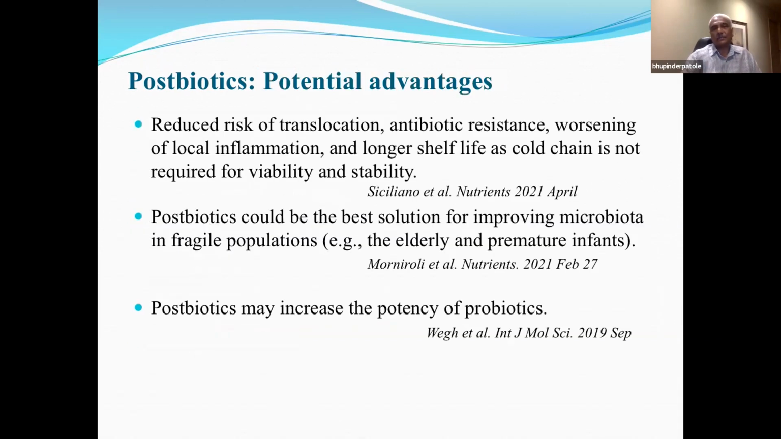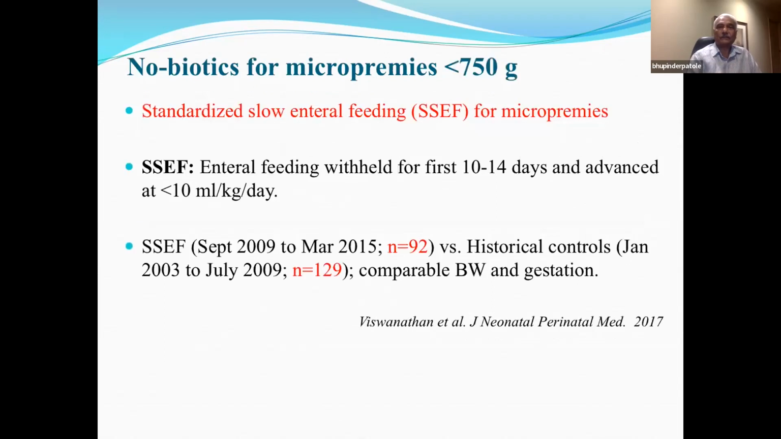The advantage is quite simple because you're not dealing with live bacteria. There's no risk of translocation, antibiotic resistance, and probiotic sepsis. Storage is not a problem. You don't need a cold chain. Cost goes down. So overall, it is quite a good thing to use, especially where you don't have other resources to optimize your strategies to improve milk intake and reduce the risk of NEC. And there is some data that shows that if you combine postbiotics with probiotics, the efficacy could go up.